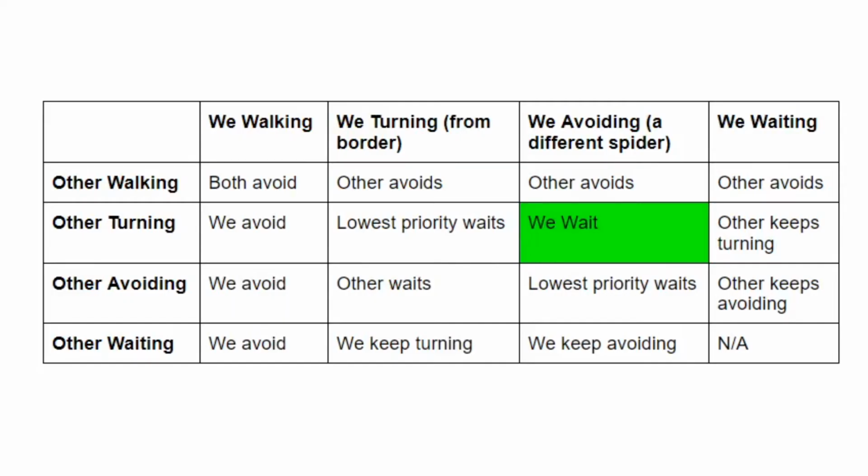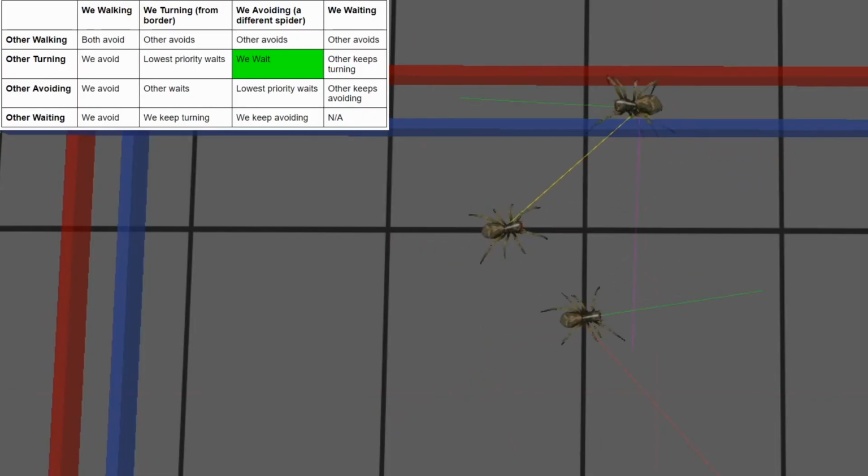Let's take a different case. Say our spider is already avoiding another spider, but in doing so it gets too close to a third spider that's busy turning away from the border. In this case we should just wait. If we kept avoiding the first spider, we'd collide with the second one, so we should wait for that second spider to move a bit more out of our way before moving on ourselves.